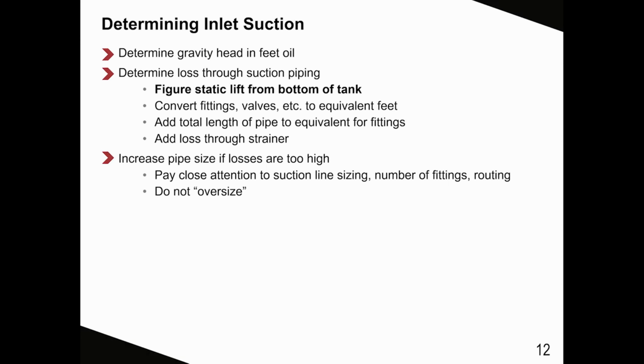And pay close attention to the suction line sizing, number of fittings, routing. Do not oversize. What I mean is sometimes you get too conservative and you increase your pipe diameter, and if you have a very low pump flow rate and perhaps a buried tank, sometimes it's nearly impossible to pull a prime out of that tank if you have a 100-gallon-an-hour pump using a 4-inch suction line that has a dozen elbows and the tank is buried 3 feet below grade.